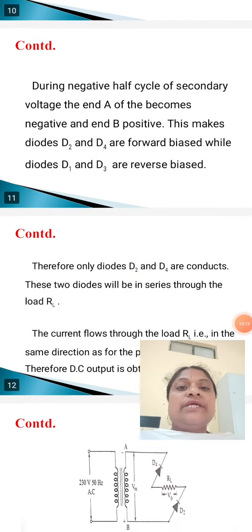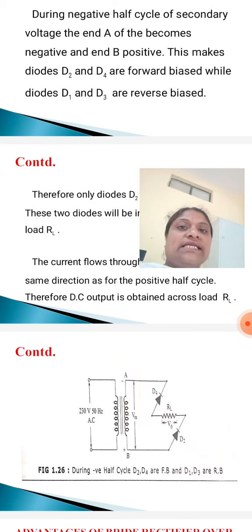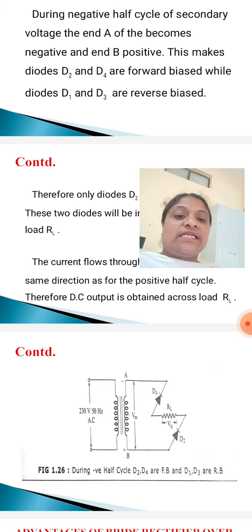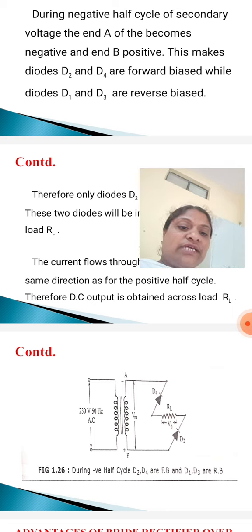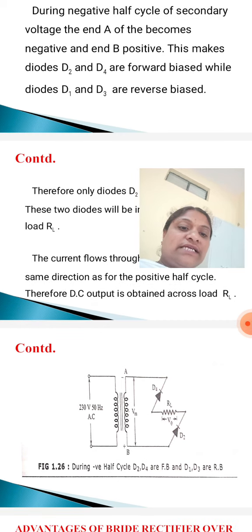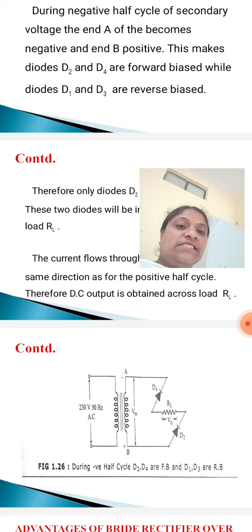Next, during negative half cycle of secondary winding voltage, the end A becomes negative and B becomes positive. Observe this: end A becomes negative and end B becomes positive. So A is negative, connected to the anode of D1. Negative is connected to positive, that's why D1 is reverse bias.